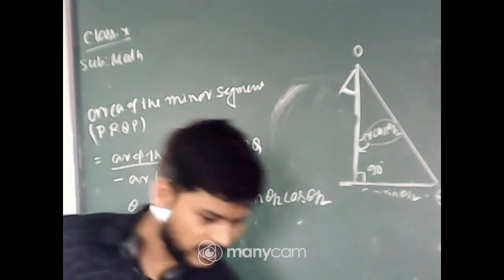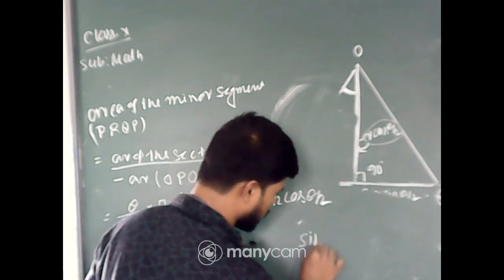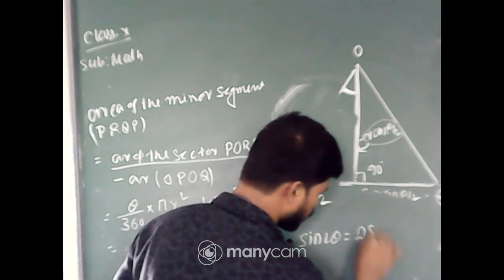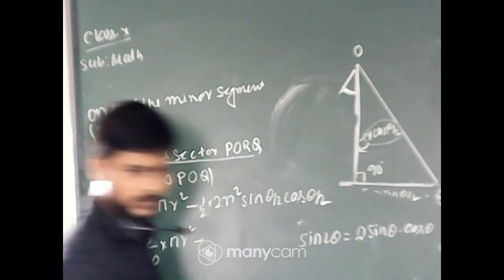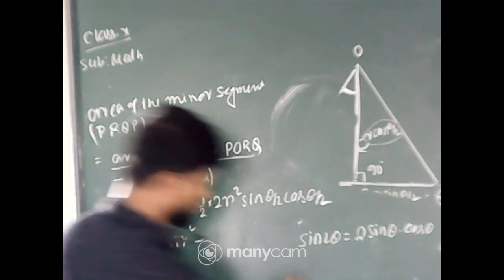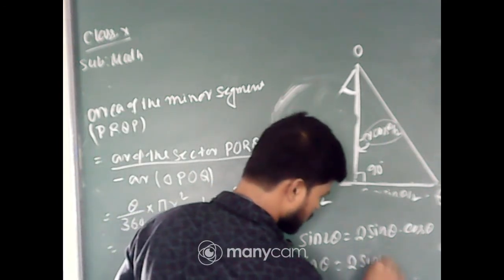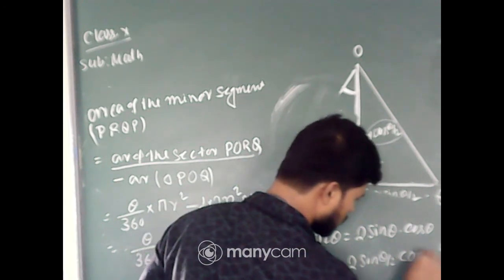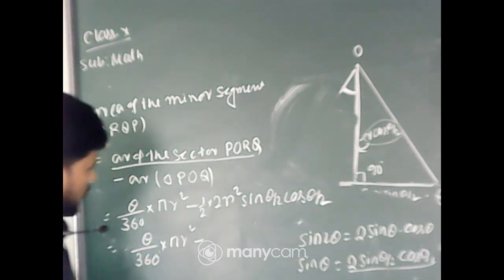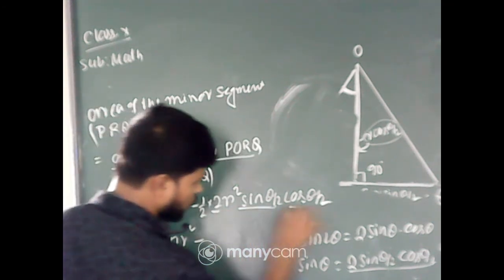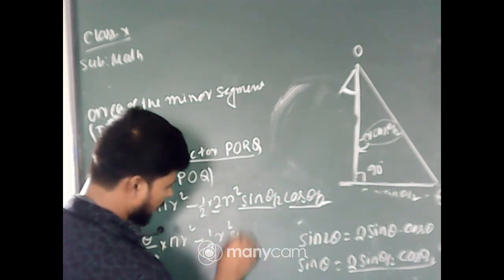But when we'll be in class 11, we'll learn a formula that sine 2 theta is equal to 2 sine theta into cos theta. This is the formula. So if we calculate sine theta, it will be 2 sine theta by 2 into cos theta by 2. So in place of 2 sine theta cos theta, we can apply sine theta. Now look, there is 2 sine theta by 2 cos theta by 2. So we can write half into r square sine of theta.